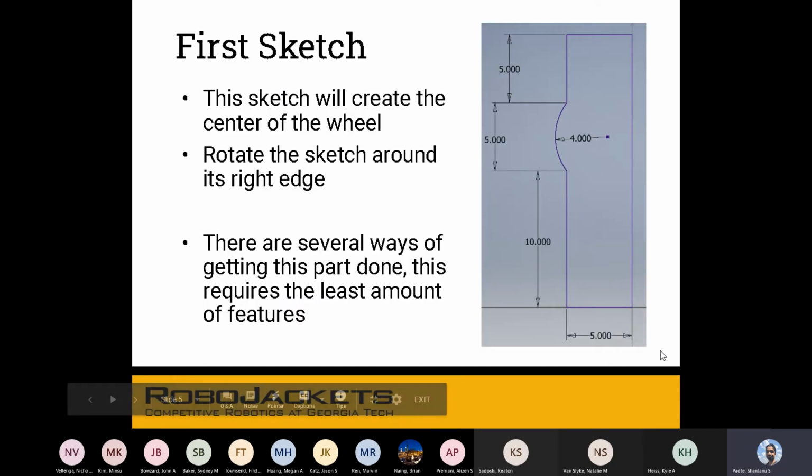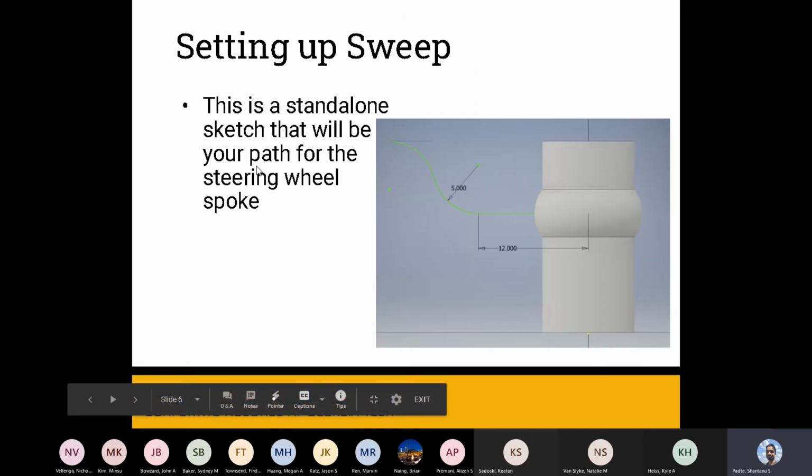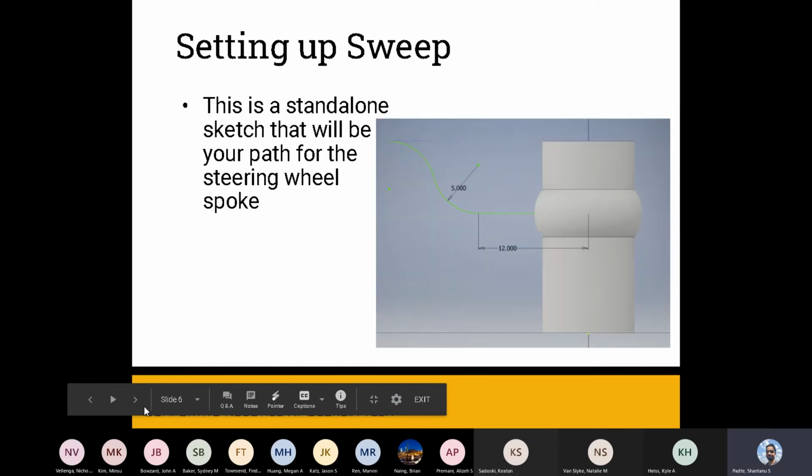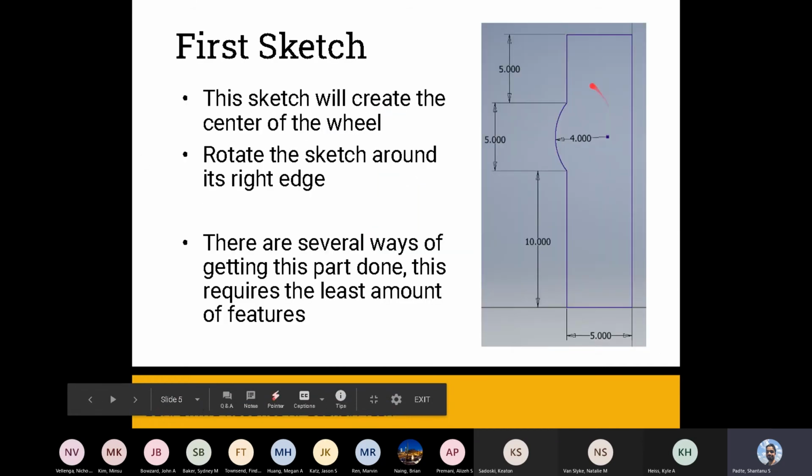Okay. So first we will create this sketch here. It's sort of rectangular, but it has this bump in between. You'll see where this bump comes into play. There are a couple of different ways to do this, but this one requires the least amount of features. So for this sketch, you will rotate it along this right edge.